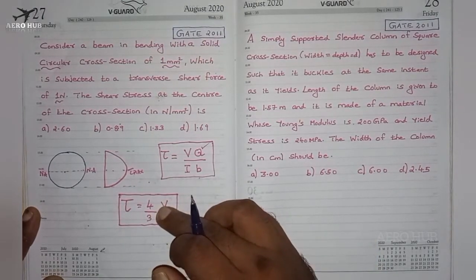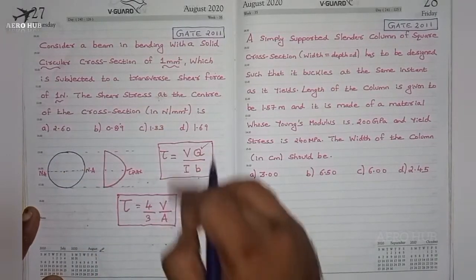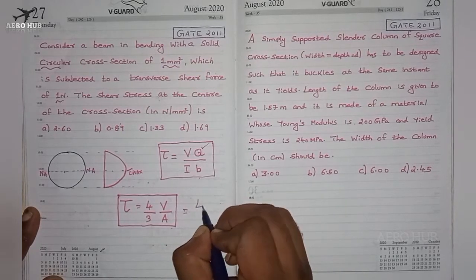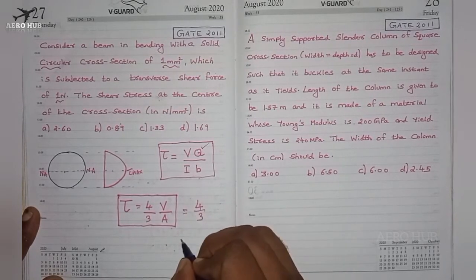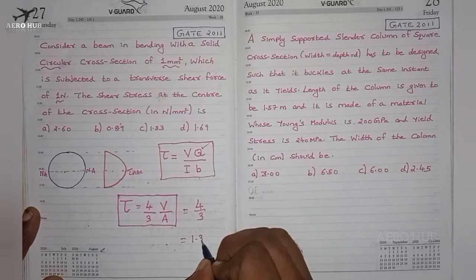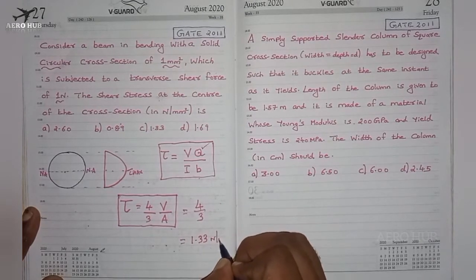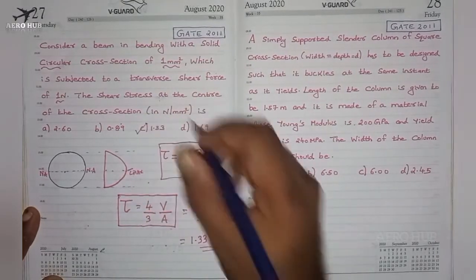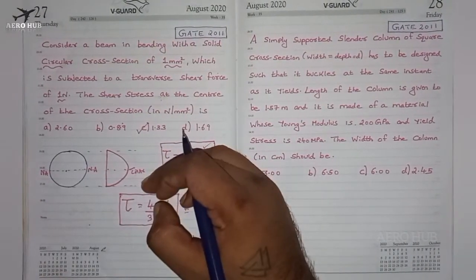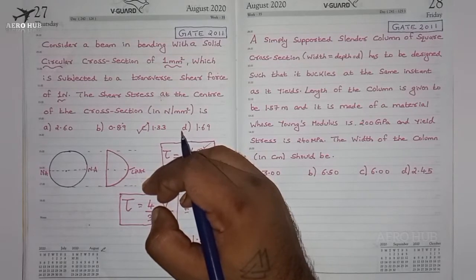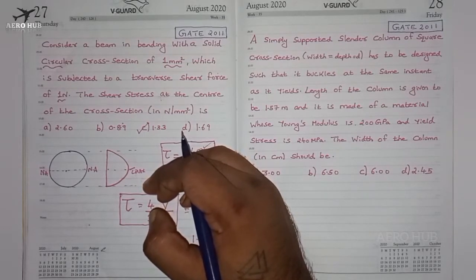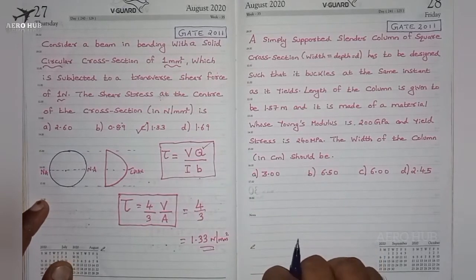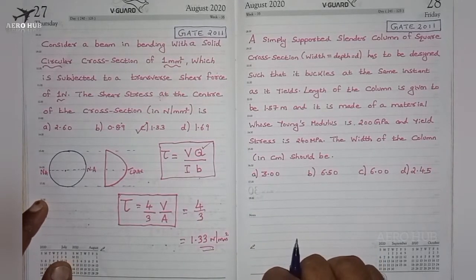V is nothing but the shear force, that is 1 Newton. Area is 1 millimeter square. So in this case we have tau is equal to 4 by 3. Therefore the answer will be 1.33 Newton per millimeter square. The answer is option C. You have to remember that at the neutral axis we will be having maximum value of shear stress and the bending stress will be zero for any section. Now we will discuss the next question.